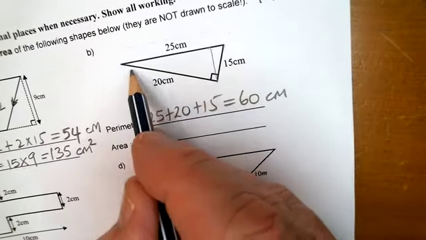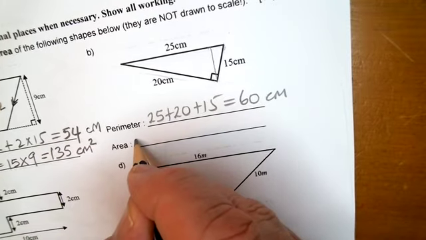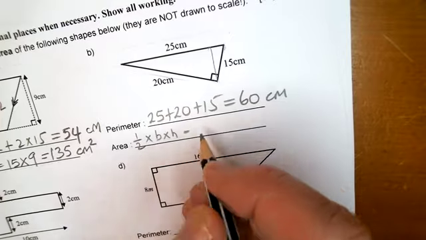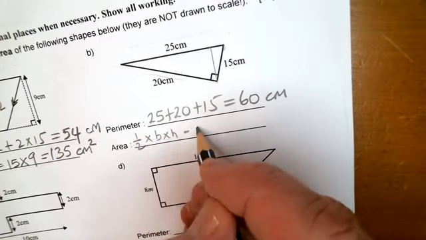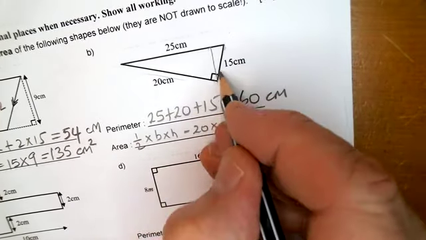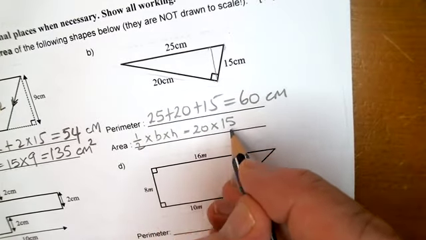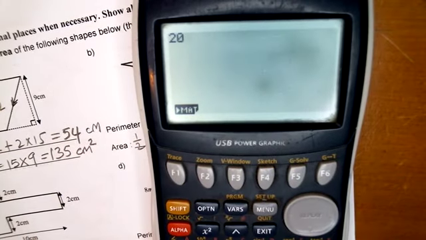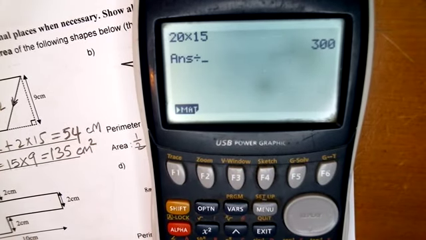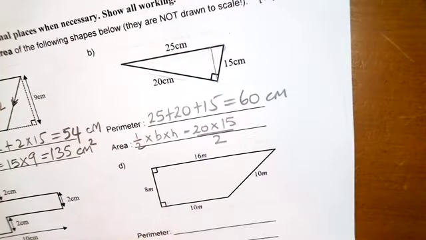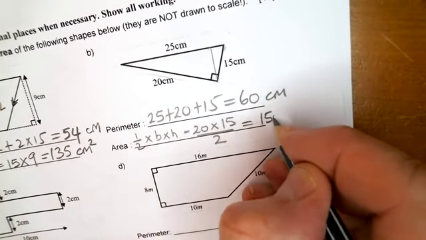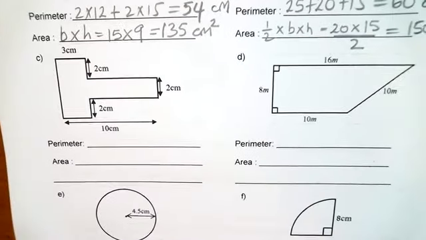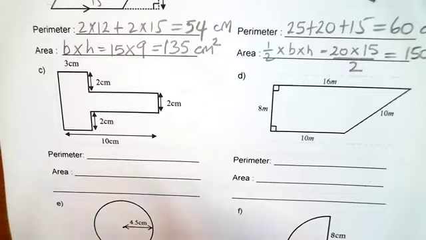So it's going to be 1/2 times base times height, and I'll use this as my base. 20 times height, which is 15. I'm going to divide the whole thing by 2. So 20 times 15 divided by 2, and I'm going to get 150. It's 150, and it's going to be square centimeters. There it is.